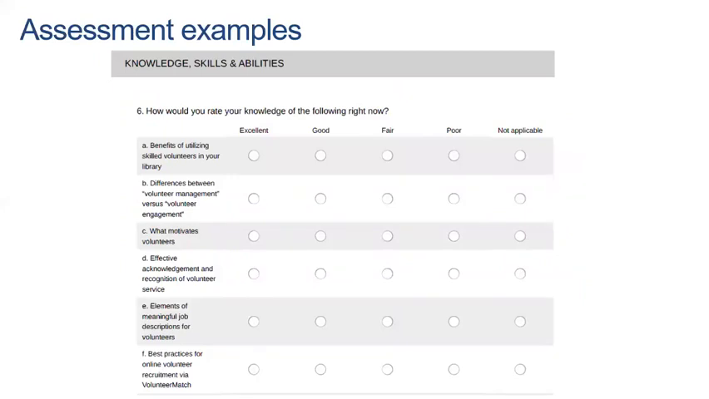Here's another assessment. Here's an example of one way you might structure a pre and a post test. What we did here, this was a specific workshop on using volunteers in libraries and managing volunteers in libraries. So what we did was we took the learning outcomes and we used those to sketch out knowledge or skills areas that we would ask students to rate. So this maps directly onto the curriculum, the learning outcomes, and the specific activities that we used.